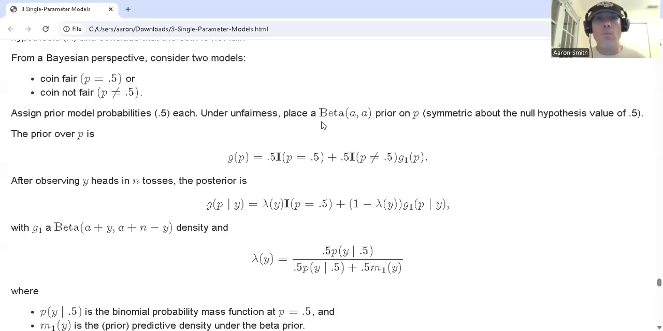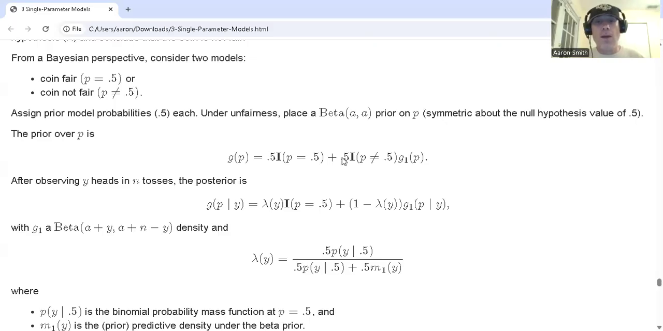So, you know what? We're going to go with a symmetric distribution off of this. Here I'm going to go Beta(a, a), so both shape parameters are equal to each other. And this is my prior on p. This is symmetric about the null hypothesis of 0.5. So the prior over p is going to be equal to a half times the point mass at a probability of 0.5.